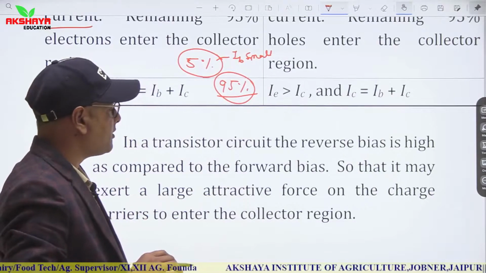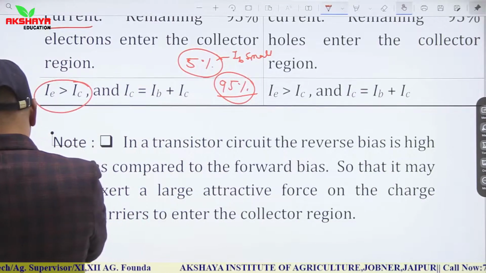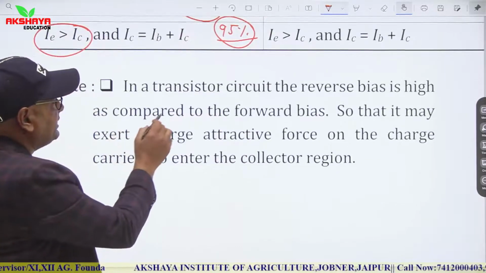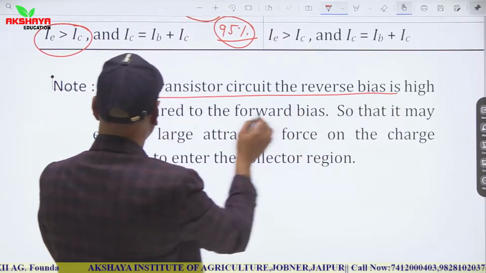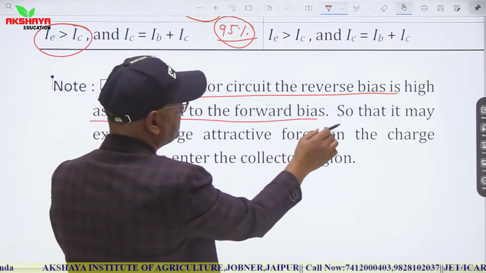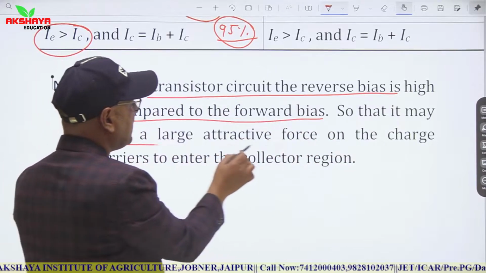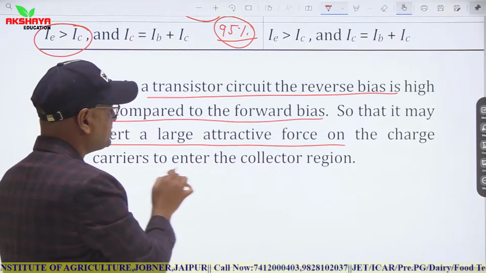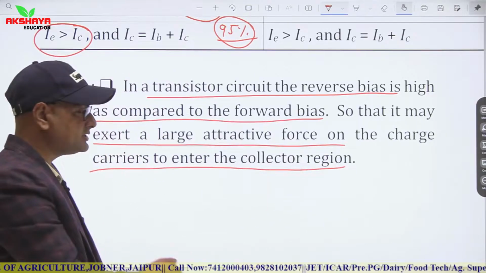Now see, in a transistor circuit, the reverse bias is high as compared to the forward bias, so that it may exert a large attractive force on the charge carriers to enter the collector region. So this is the concept.